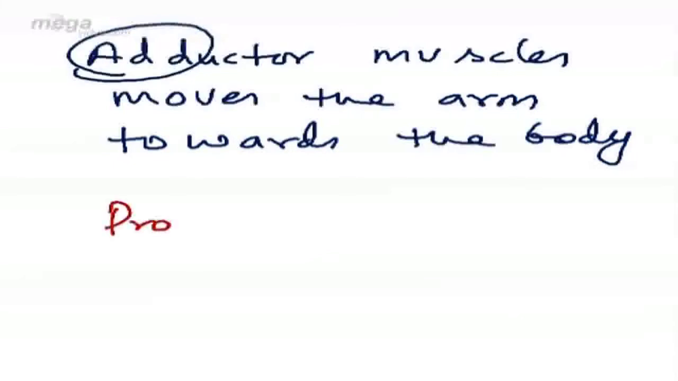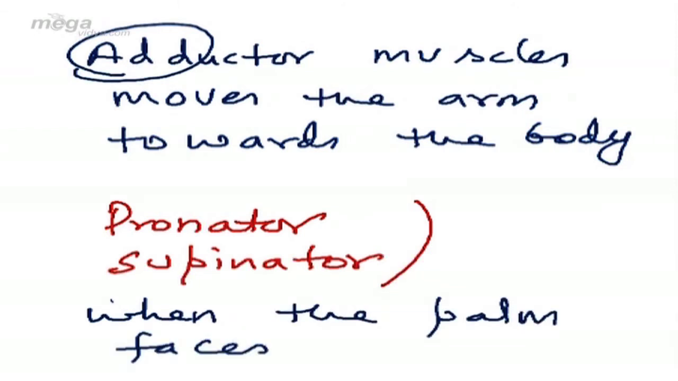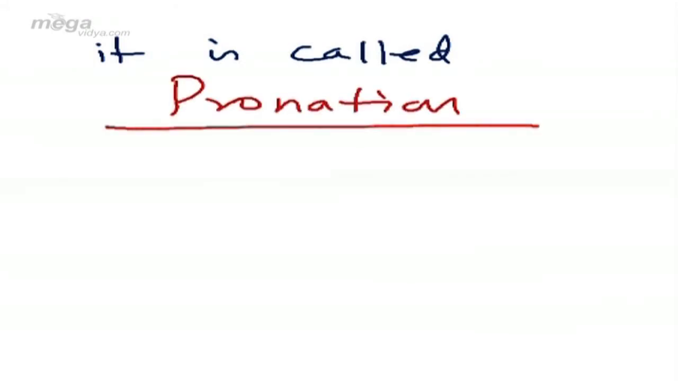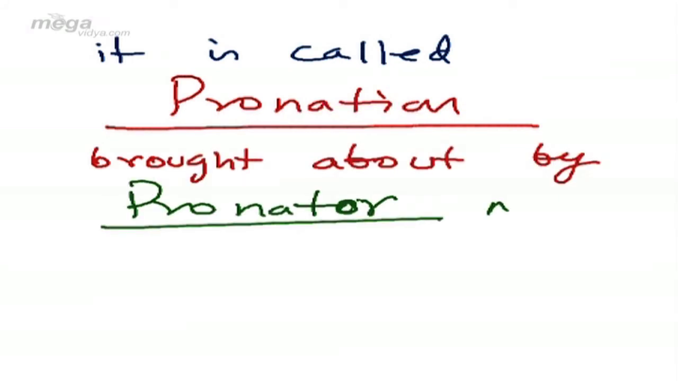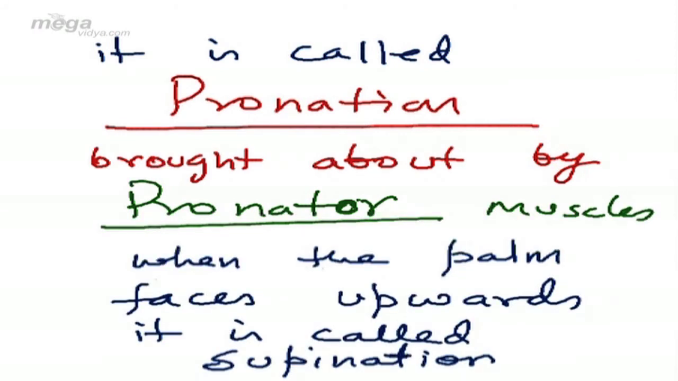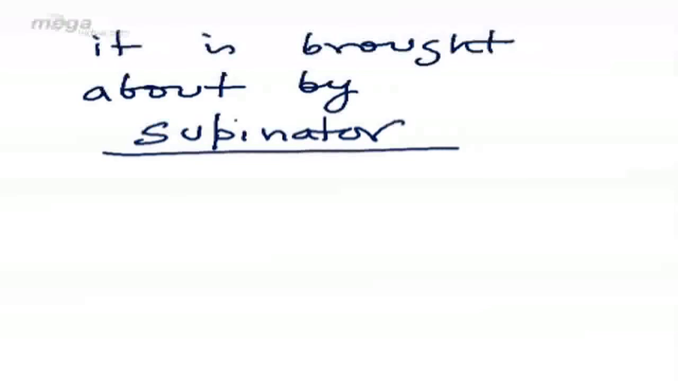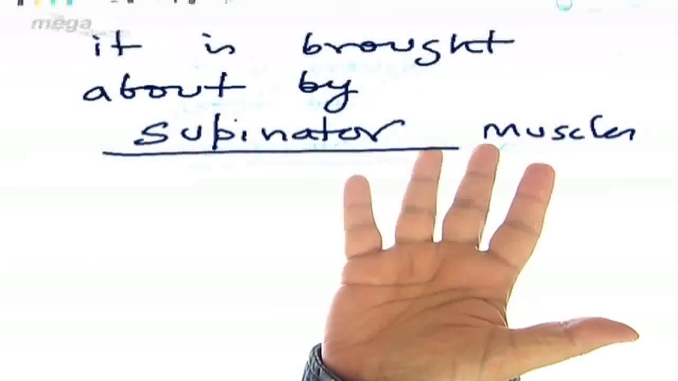The pronator muscles and the supinator muscles constitute another pair of antagonistic muscles. When the palm faces downwards, it is called pronation, brought about by pronator muscles. Whereas when the palm faces upwards, it is called supination. It is brought about by the supinator group of muscles. So this is pronation and this is supination.